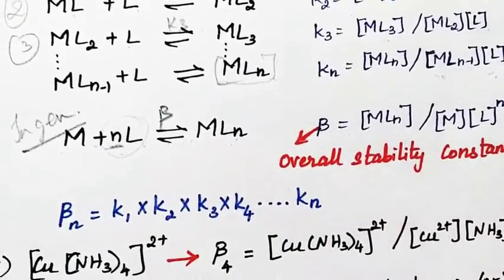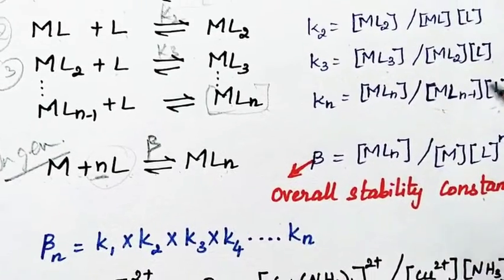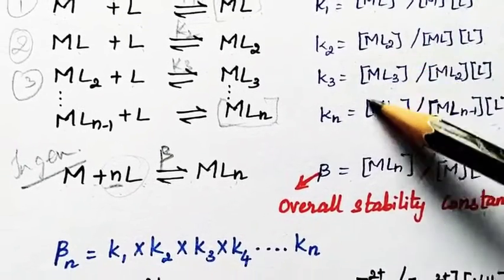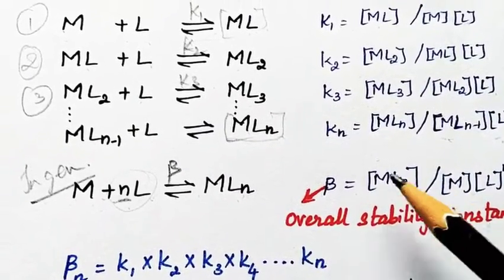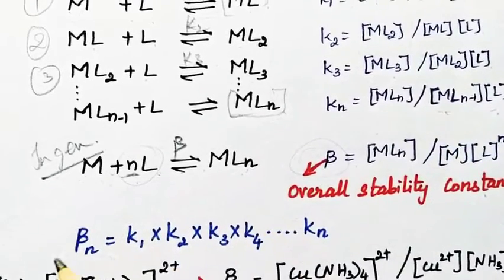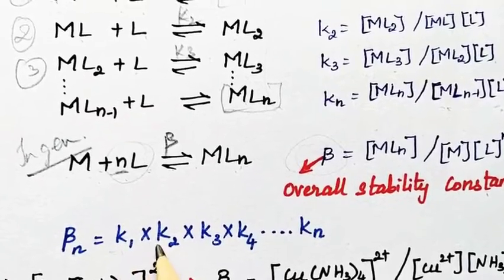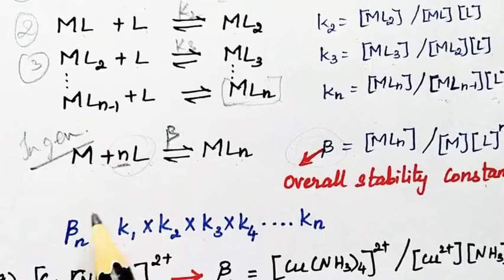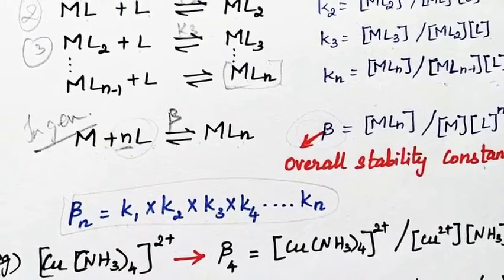Now here beta is the overall stability constant, and we calculated K1, K2, K3 and Kn before. These are the stepwise stability constants. So we can directly relate the overall stability constant and the stepwise stability constants like this: beta n is equal to K1 into K2 into K3 and so on, up to Kn. Using this formula we can calculate the overall stability constant.